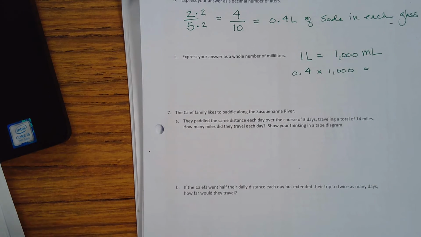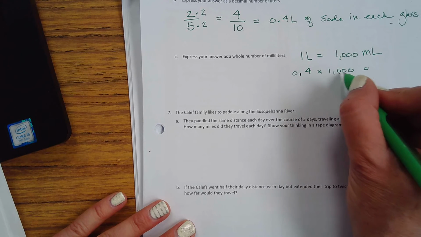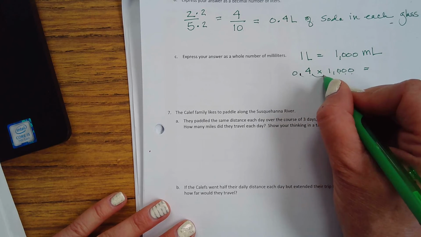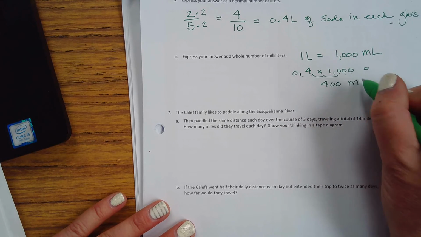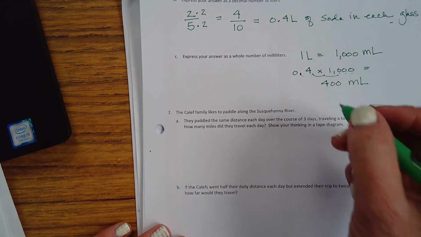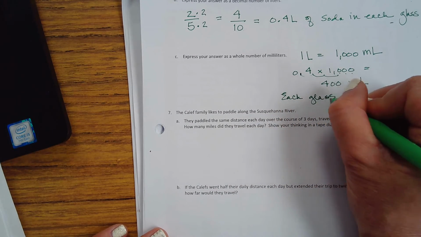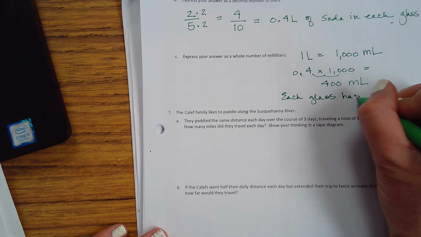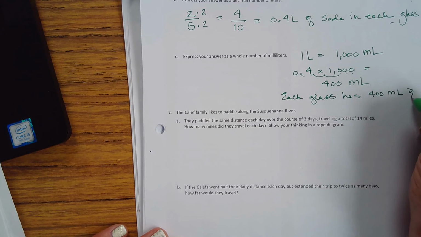our decimal, remember, our number is going to get bigger because we're multiplying. So your number is going to expand. So our decimal moves really how many times? 1, 2, 3. You end up with 400 milliliters. So each glass has 400 milliliters of soda. All right.